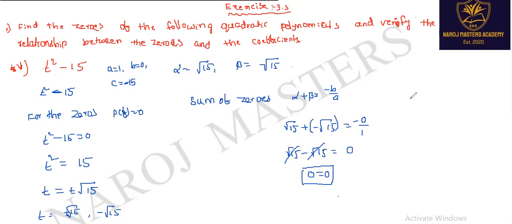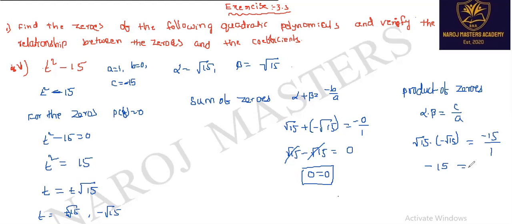Okay. Now substitute in the product of the zeros formula. Product of the zeros, alpha into beta equal to c by a. So what is alpha here? Root 15 into what is beta? Minus root 15. Okay, equal to what is c here? c is minus 15 divided by a is 1. So root 15 into root 15, the root cancels, then it is 15 and the minus symbol is there. So minus 15, equal to minus 15 by 1, which means minus 15 only. Here also the product of the zeros is equal on both sides, LHS and RHS. Hence the zeros are verified with their coefficients of the given quadratic polynomial. Okay. Now look at the next bit.